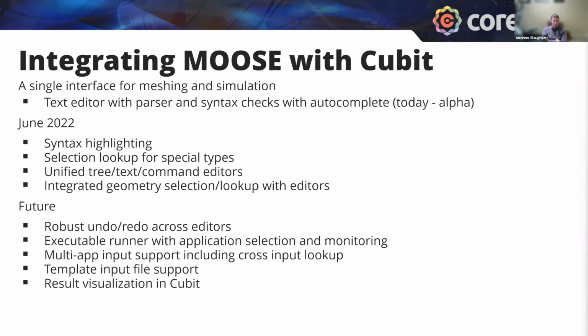We have other ways to edit inputs in Cubit that we're working on that would be more automated, so you don't have to type out all the brackets and things like that you would in a traditional Moose file. That editor would be exposed to the Moose syntax as well, and you'd be able to edit in either interface and they would both keep up to date. And then I already mentioned the geometry selection lookup, which will again work in both flavors of the editor and hopefully help workflows. As we continue at Coreform, we'll hope to add more capabilities, including result visualization.